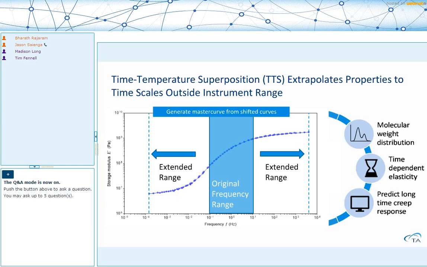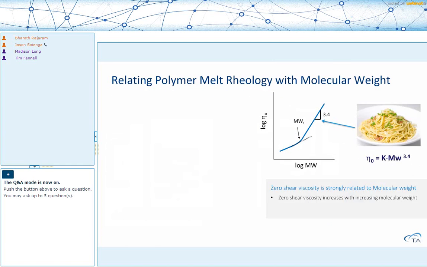So with those two techniques in mind, the application of Cox-Mertz and time temperature superposition, we look at how we can start relating, understanding polymer melt rheology better. The first thing we look at is relating polymer melt rheology with the molecular weight. And for most polymers, industrial polymers of relevance, we are operating in a range where the molecular weight is high enough that it is above the entanglement molecular weight. And within this region, there is a direct dependence between the zero shear viscosity, which is the viscosity at very low shear rates, and the material's molecular weight.